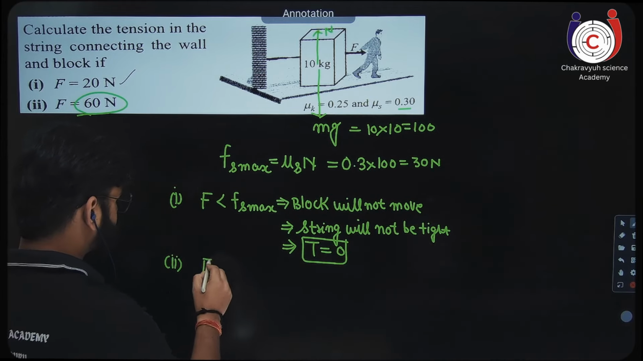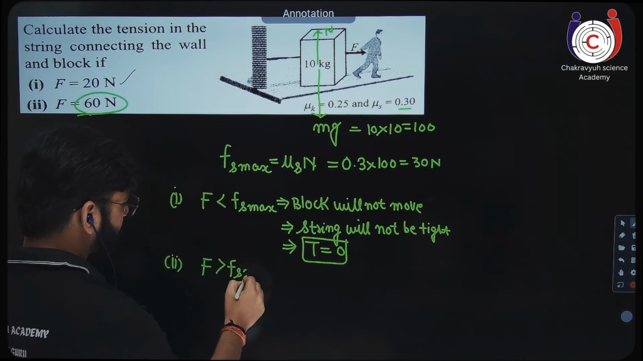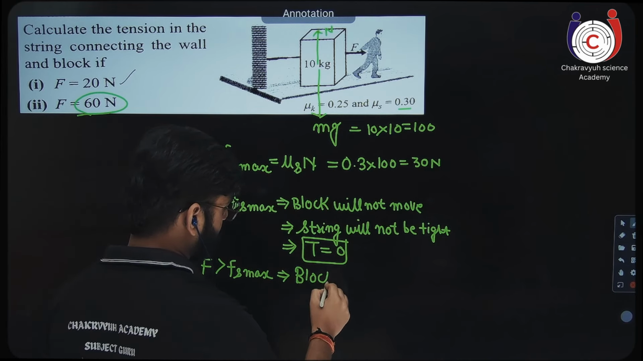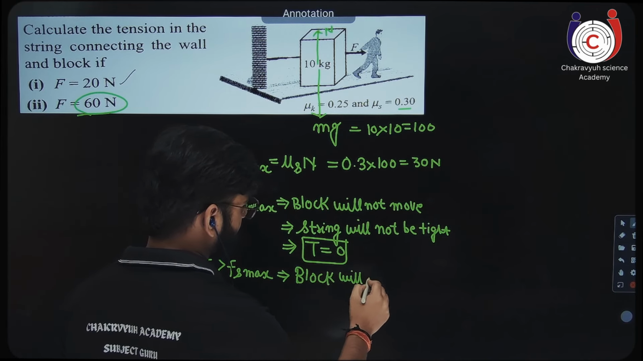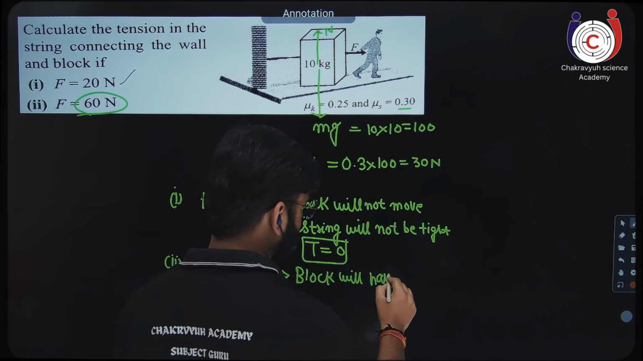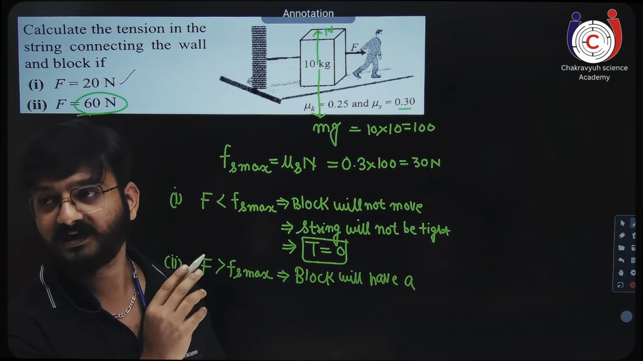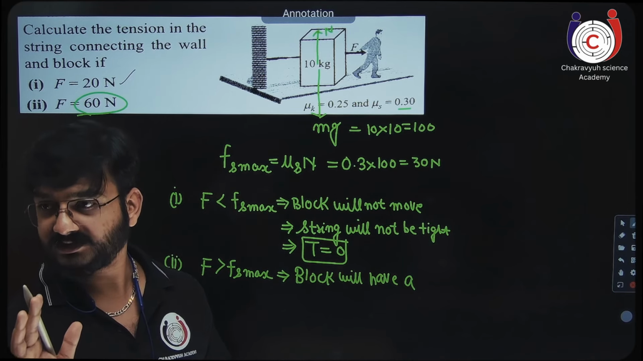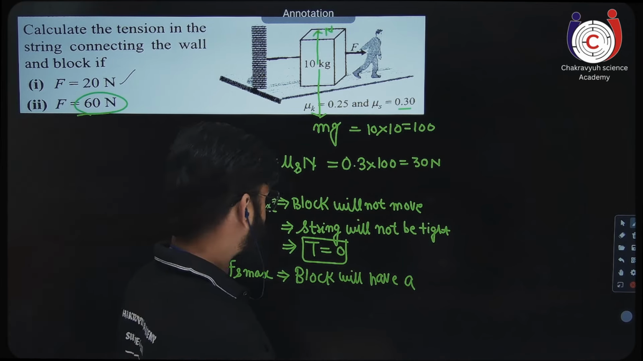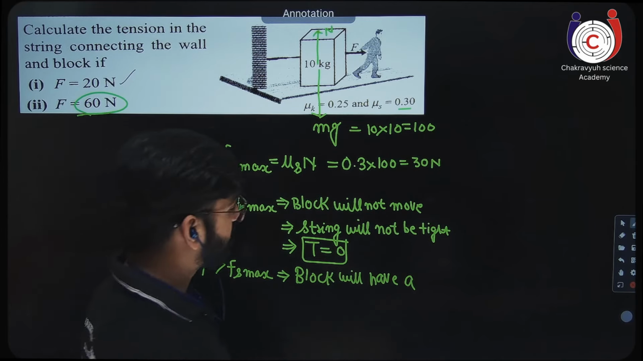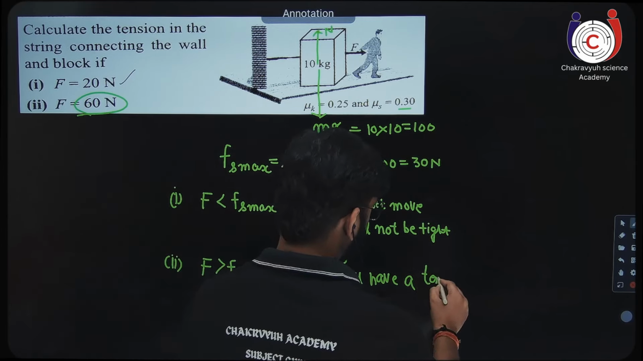So F is greater than Fs max. So the block will have a tendency. Why am I writing have a tendency? Because it is connected to the string. It will not literally move. But will it have a tendency or not? Yes. Otherwise, it will move. The moment you cut the string, it will start moving. The block will have a tendency to move.